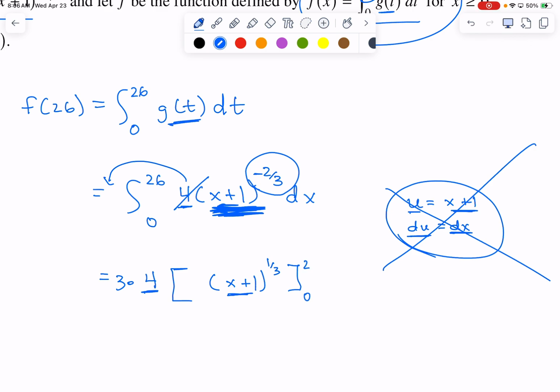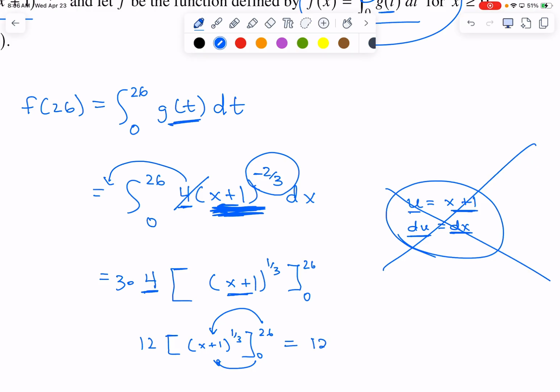Evaluated from 0 to 26. By the way, you have gotten 1 more point because you found the antiderivative. So I'm going to have 12 times x plus 1 to the 1/3 evaluated from 0 to 26. The last point comes from doing your FTC part 2, which is plug in which number first? 26. The 26, then plug in the 0.